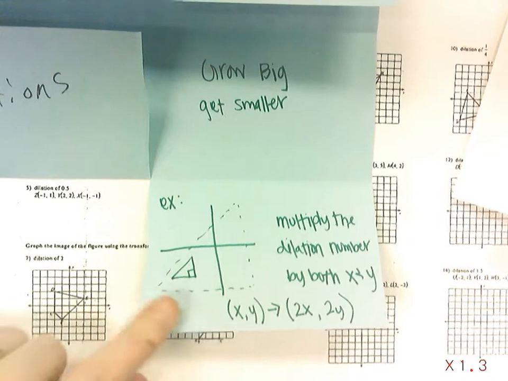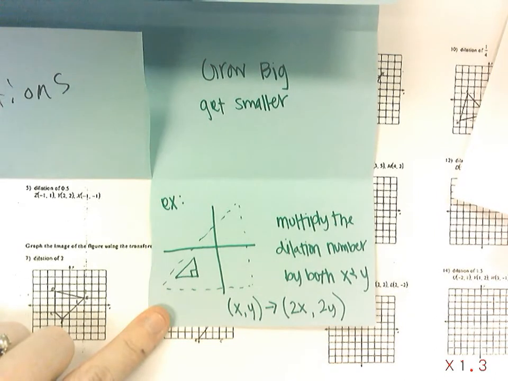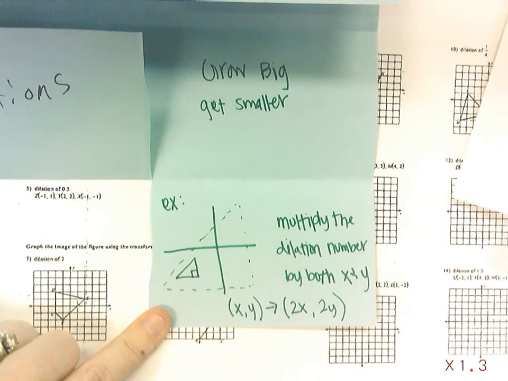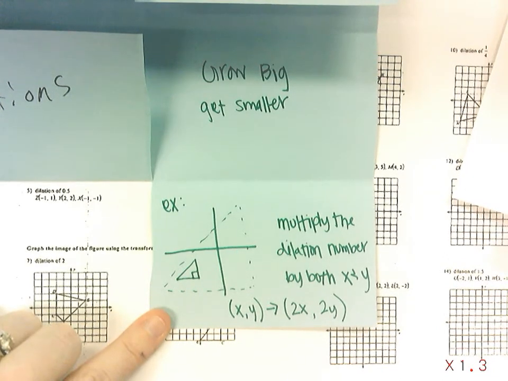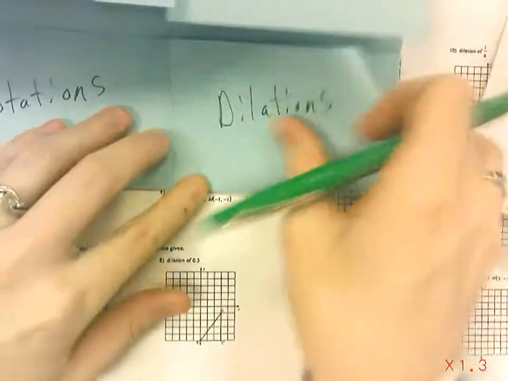Okay, so when we are dilating by 2, something is getting twice as big, or 3 would be 3 times as big. So anything that you dilate by that's bigger than the number 1 will cause the shape to get bigger. Sometimes you can also dilate by a number smaller than 1, anywhere between 0 and 1, like 1/2 or 3/4. If the number is smaller than 1, then the shape is going to be getting smaller. All right, so let's do some examples.